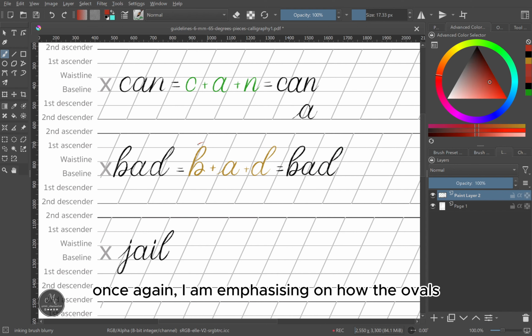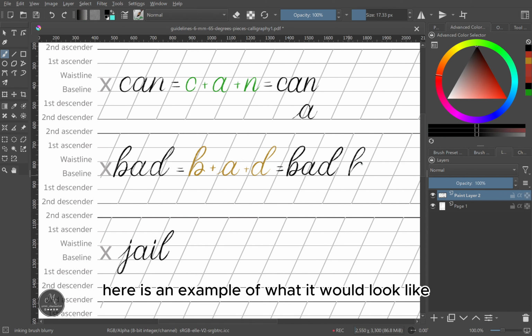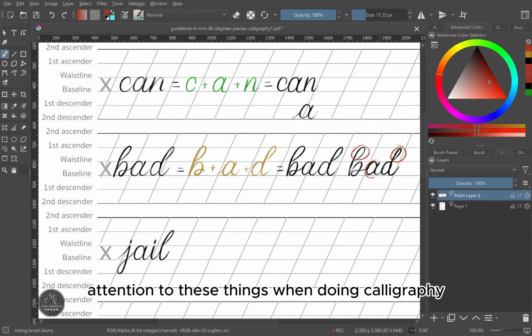Once again, I am emphasizing on how the ovals and the ascending loops should look uniform. Here is an example of what it would look like if we didn't pay attention to the shape and size of our strokes. Do you see how badly written this is? It doesn't look pretty at all. You must pay attention to these things when doing calligraphy.